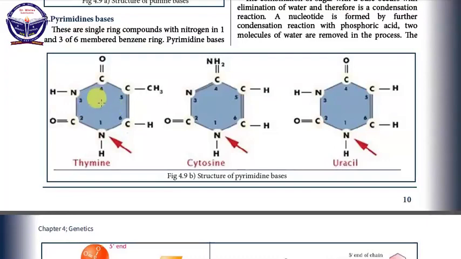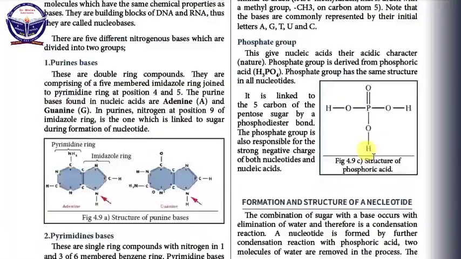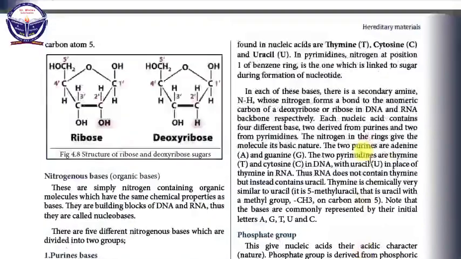And they are single ring structure with 6 ilikuwa inatakiwa na 6 carbon, lakini 2 carbons they are replaced by nitrogen. So we have 3 pyrimidine bases which are thymine, cytosine and uracil. So tunachokisema ni kwamba pyrimidine bases found in nucleic acid are thymine, which is abbreviated as capital T, cytosine capital C, and uracil capital U.